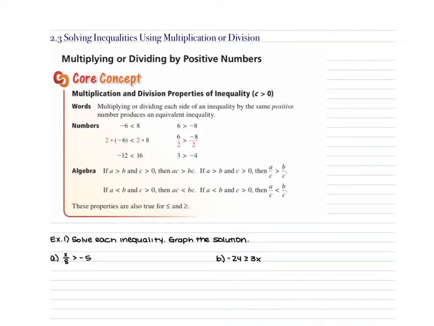2.3 goes over solving inequalities using multiplication or division. So when we are working with these inequalities, we're doing the same exact thing as we did when we solved equations by multiplying or dividing. However, now we just have that inequality sign and we're graphing the solution.